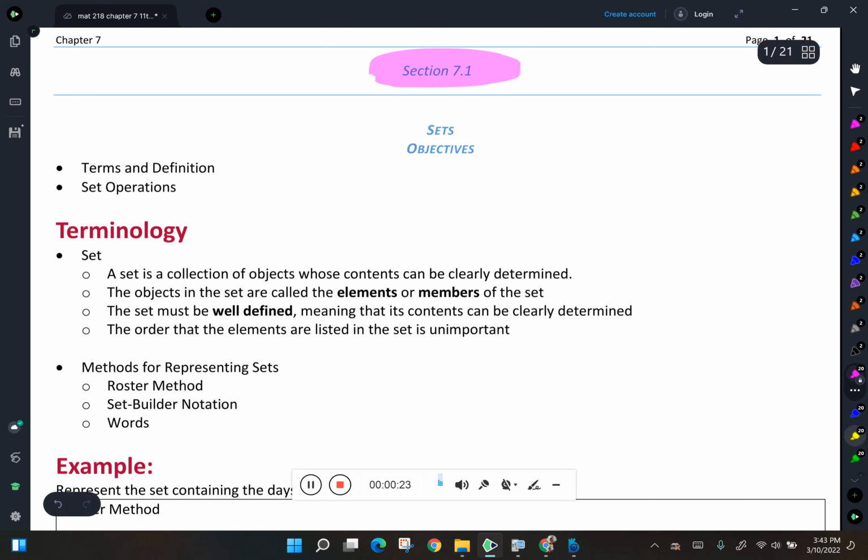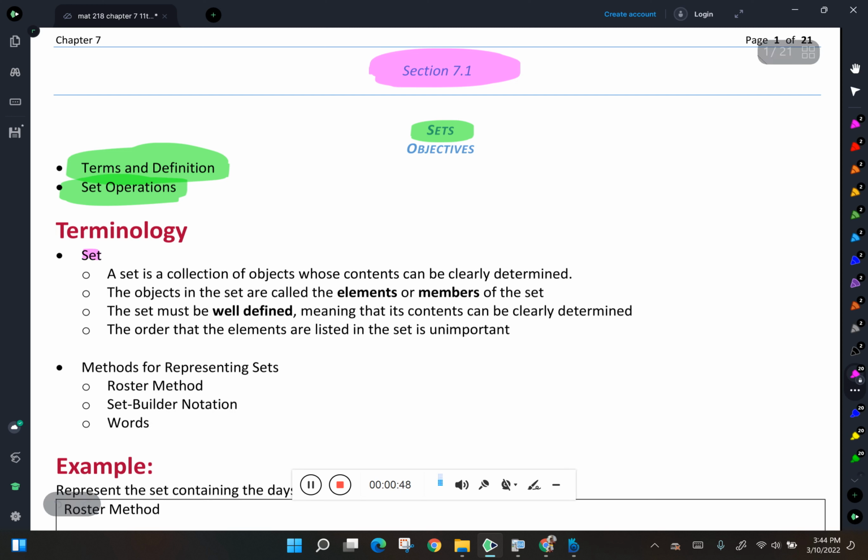But before we can begin probability, we have to do what we always do at the beginning of any chapter or any section. We're going to take a look at some terminology and some underlying mathematical concepts that'll be the basis of it. So section 7.1 is going to be about sets. We have a couple objectives here. That's to take a look at the terms and the definitions of those terms we're going to use, and then we're going to take a look at some operations on sets. That'd be like the math of the sets.